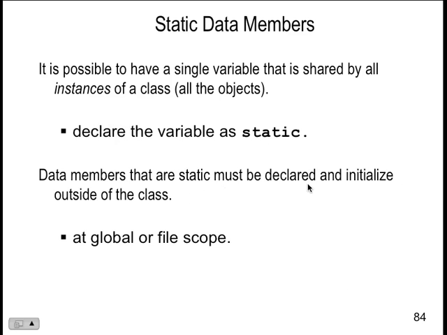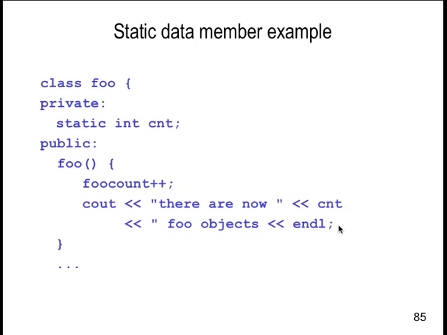The data members that are static must be declared and initialized outside of the class at the global or file scope. So we say number of dogs is equal to 0, and then we can change the number of dogs outside of the instances of each one of the dogs. And then each instance of the dogs can go back and find out how many dogs there are at any one moment. So here's our class Foo, and inside we say static int count, or cnt.